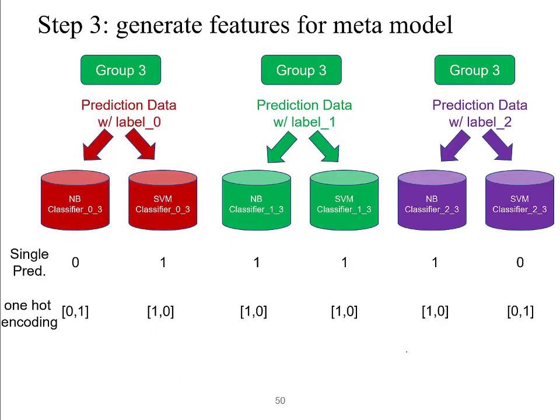Let's look at the example here, which will be much easier to understand. We still take group 3 as the example, but you can imagine we will do the same thing for all 5 groups. So we predict data with label 0, label 1, and label 2. In this case, the input is group 3, the features in group 3.